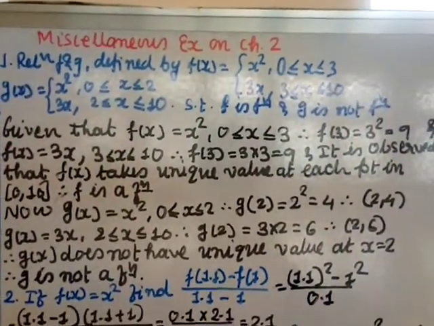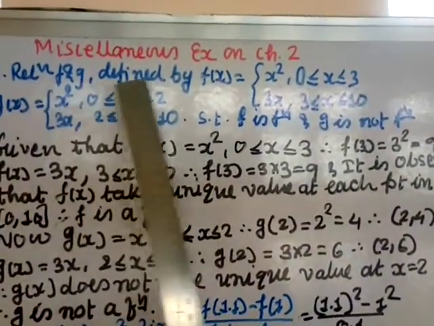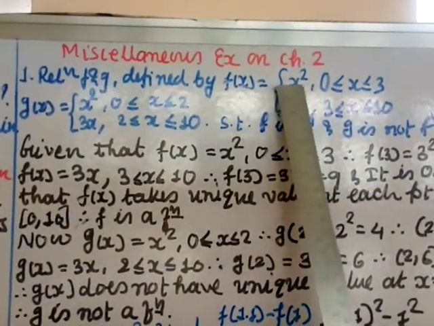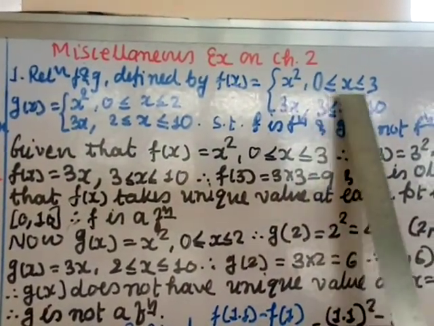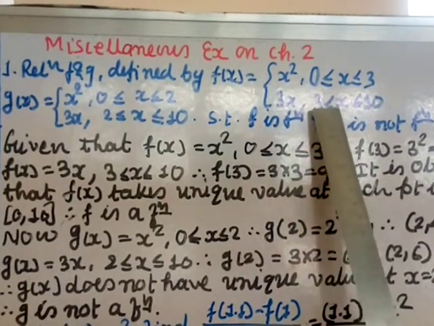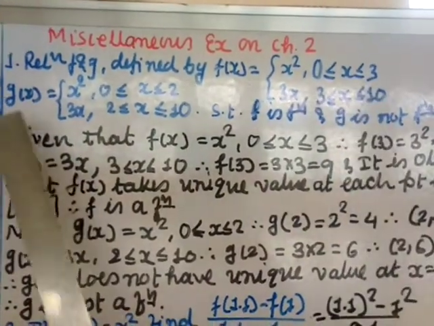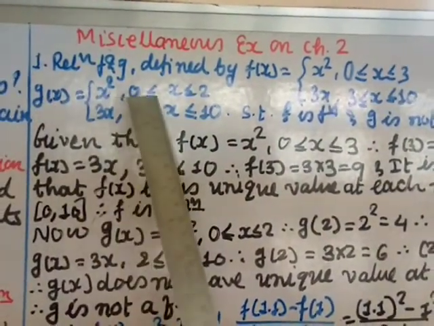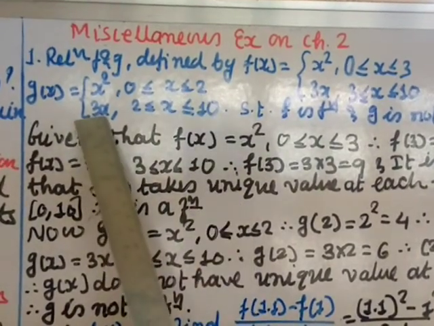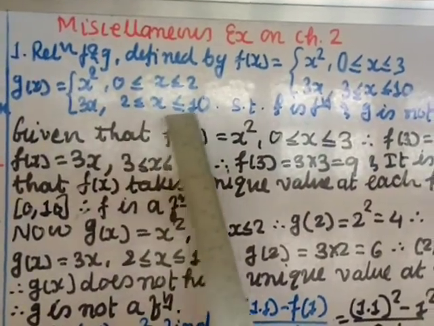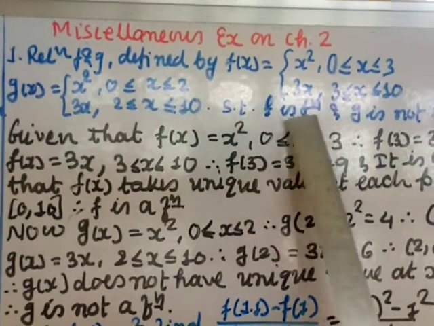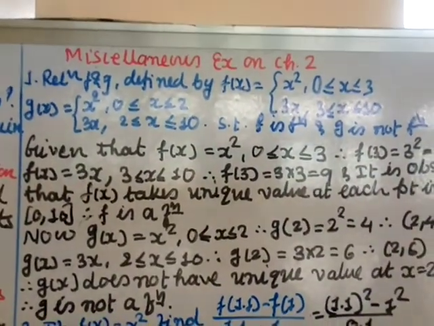Question number 1. Relations f and g are defined by f(x) = x² for 0 ≤ x ≤ 3, and f(x) = 3x for 3 ≤ x ≤ 10; and g(x) = x² for 0 ≤ x ≤ 2, and g(x) = 3x for 2 ≤ x ≤ 10. Show that f is a function and g is not a function.